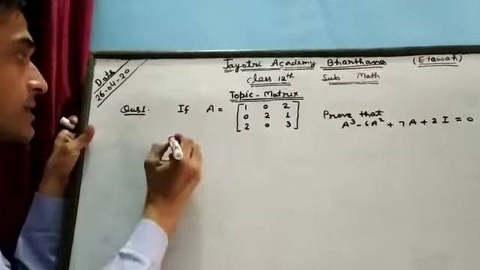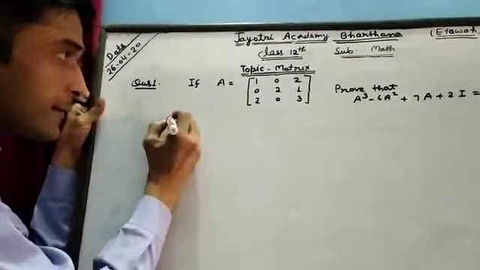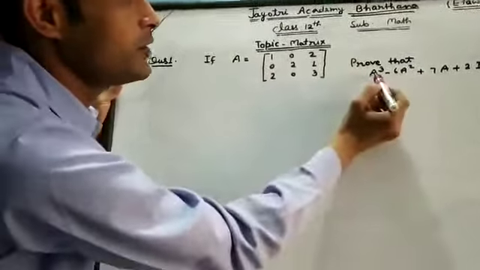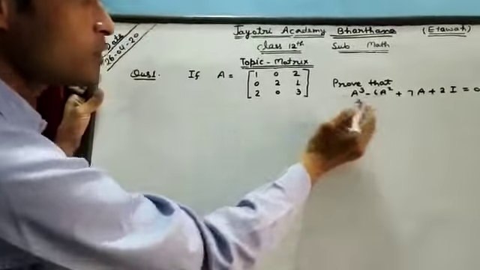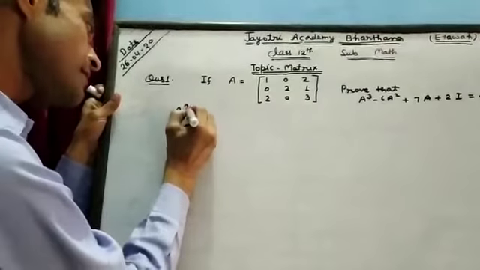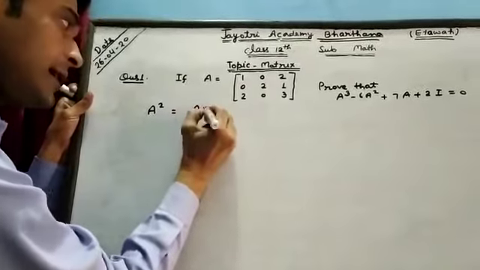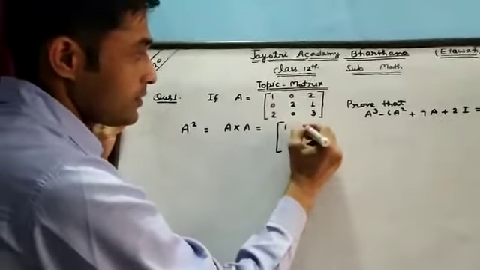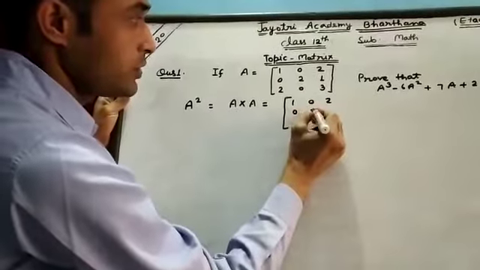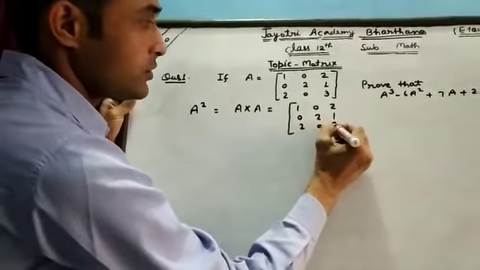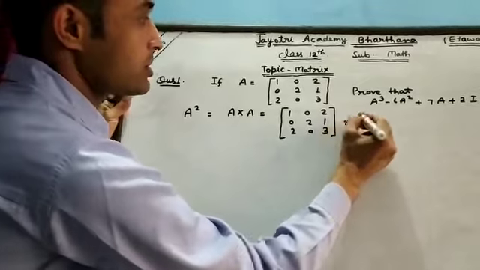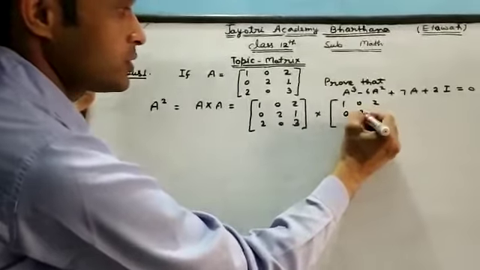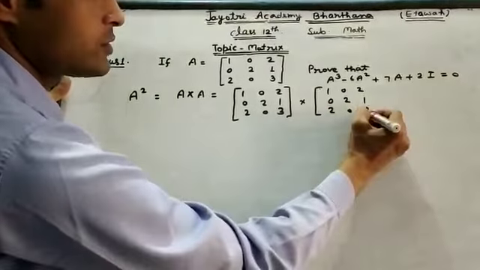So first of all, students, we take A. You have to give A only. After that, you have to find A cubed and A squared. First of all, A squared we can write as A into A. So the given matrix A is 1 0 2, 0 2 1, 2 0 3. Again we write 1 0 2, 0 2 1, 2 0 3.